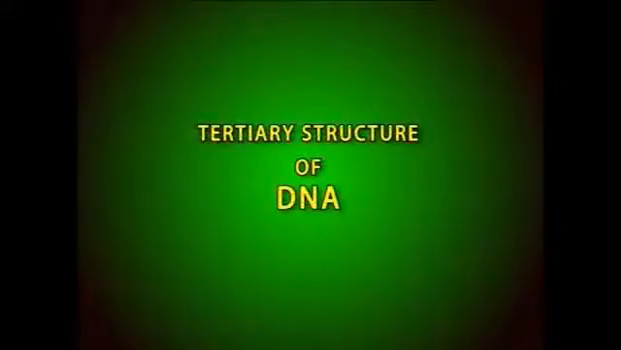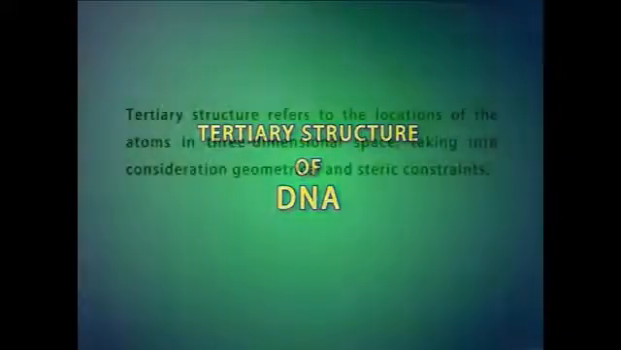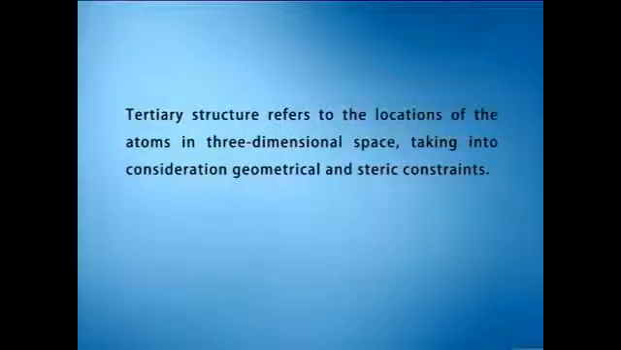The orientation of the strands in the tetraplex may vary between various types of parallel and antiparallel arrangements. Next, tertiary structure of DNA. Tertiary structure refers to the locations of the atoms in 3-dimensional space, taking into consideration geometrical and steric constraints.